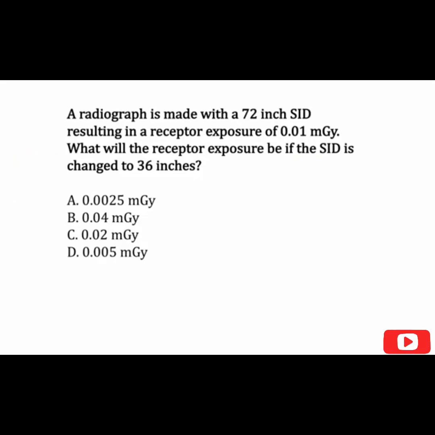A radiograph is made using a 72-inch SID, resulting in a receptor exposure of 0.01 milligray. What will the receptor exposure be if the SID is changed to 36 inches? So the thing to notice here is that the SID is changing. We have an initial receptor exposure of 0.01 milligray, and our initial SID is 72. Our new SID is 36 inches. So how will the receptor exposure change when we change the distance?